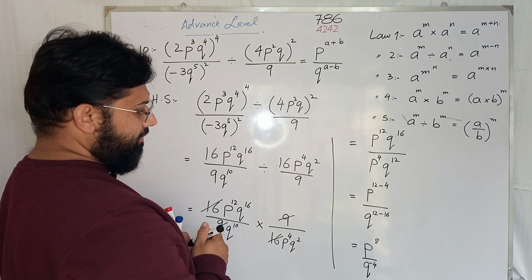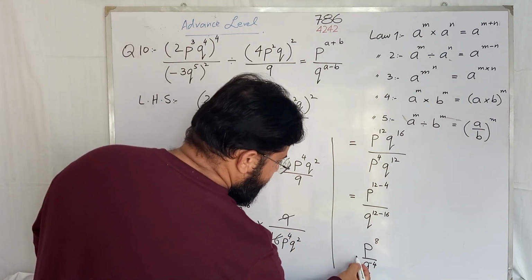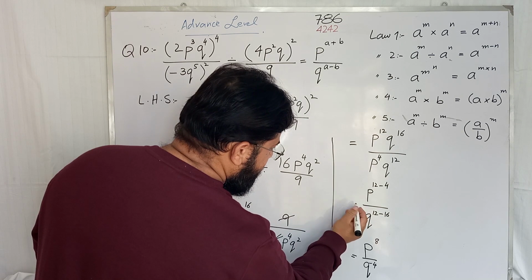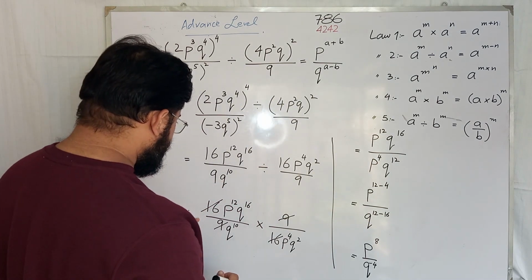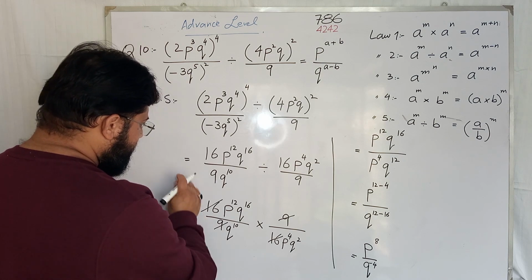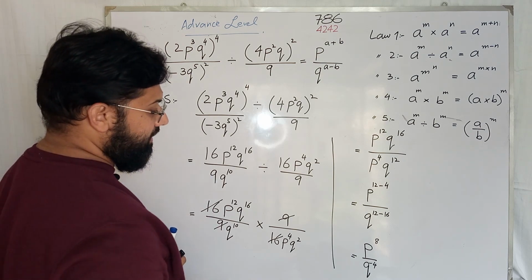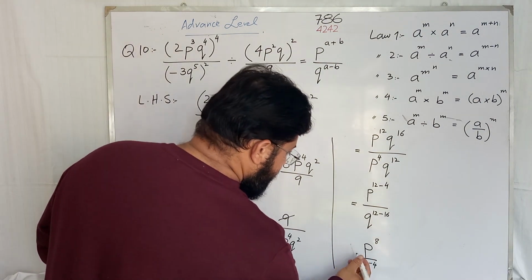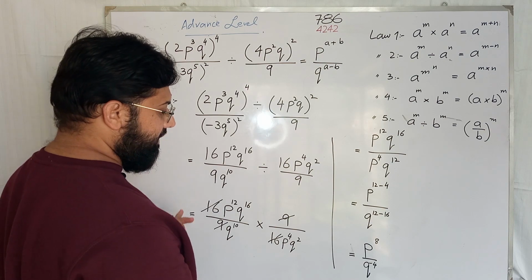P to the power 8 divided by, this equal to sign should be in front of the fraction over here. Keep it in mind that this equal to sign must be in front of the fraction, right? So at the end we came to know that P to the power 8 over Q to the power minus 4 is the left hand side.